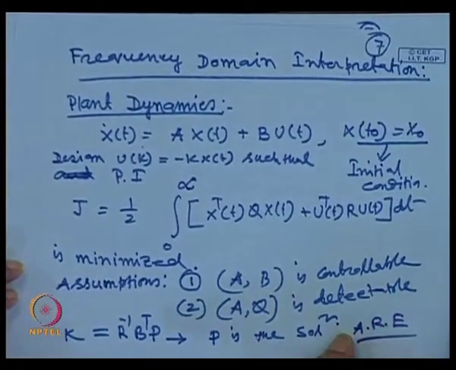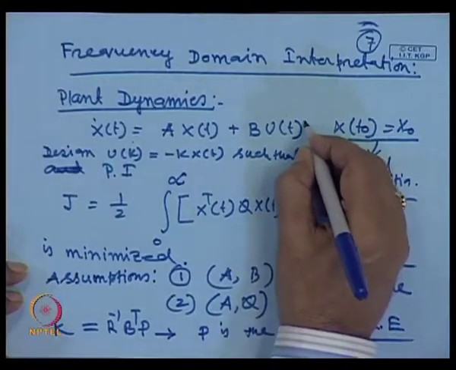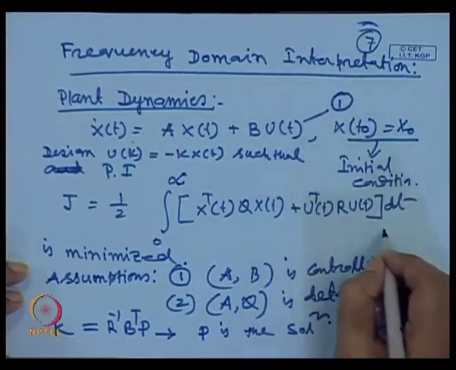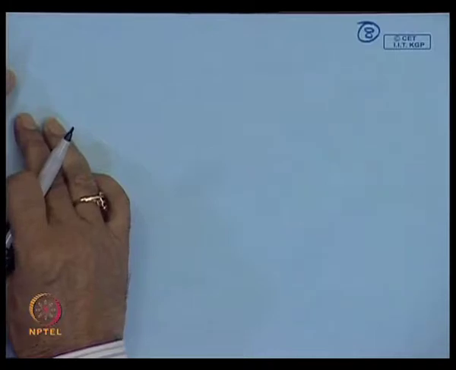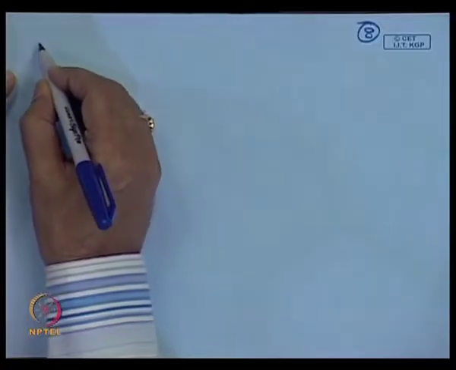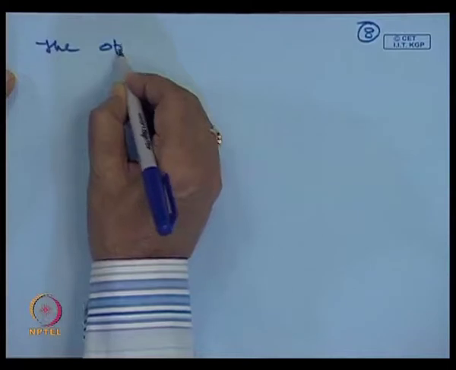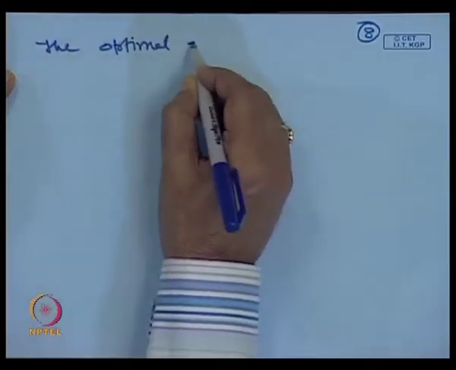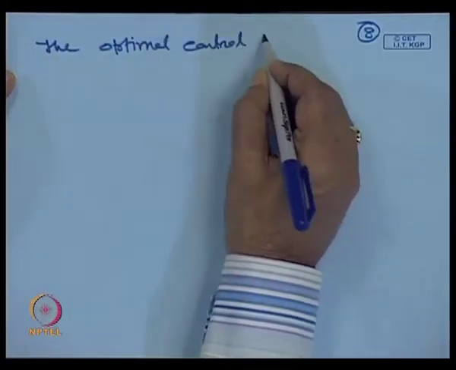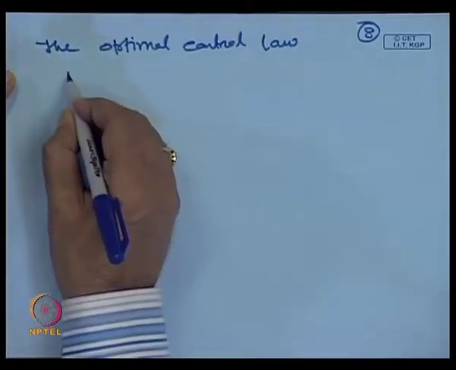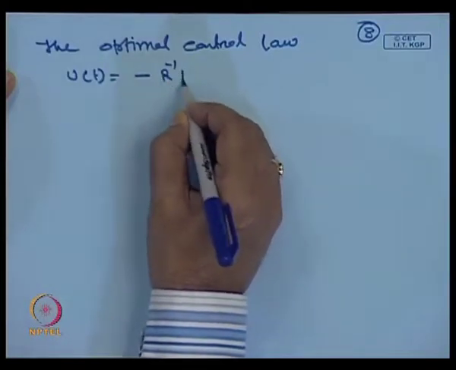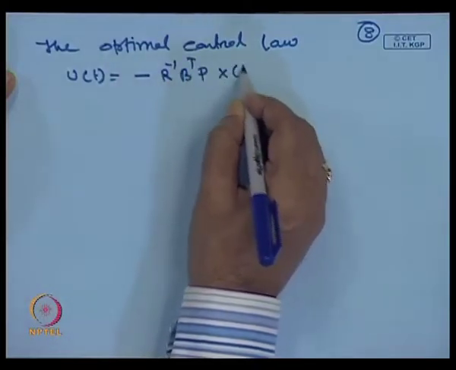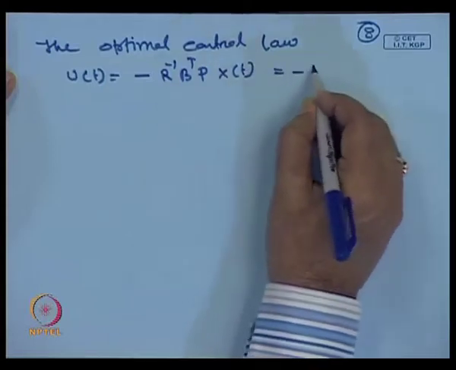So, let us call this equation number 1, and this equation number 2. Using the control law in the given system, the optimal control law is u of t equal to minus R inverse B transpose P times x of t, which is nothing but minus K x of t.